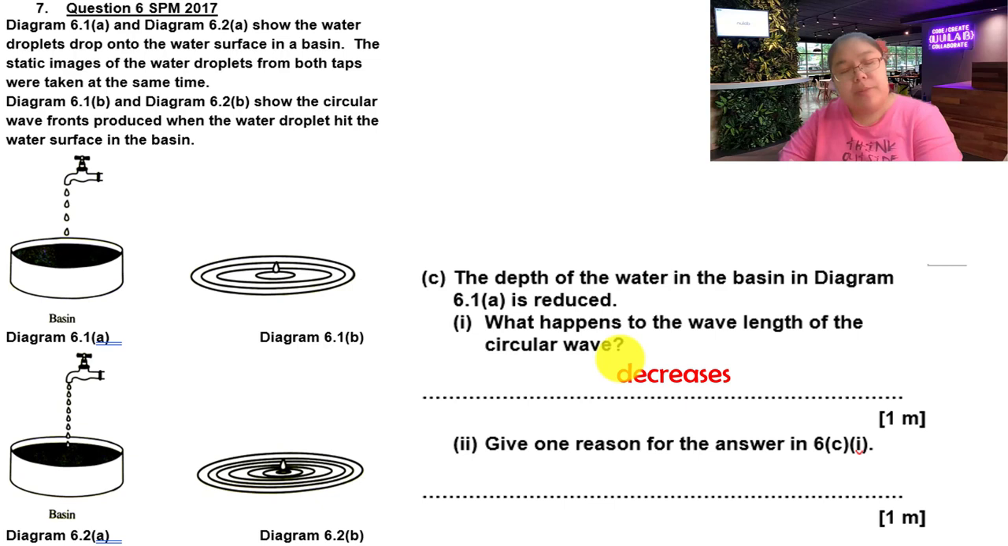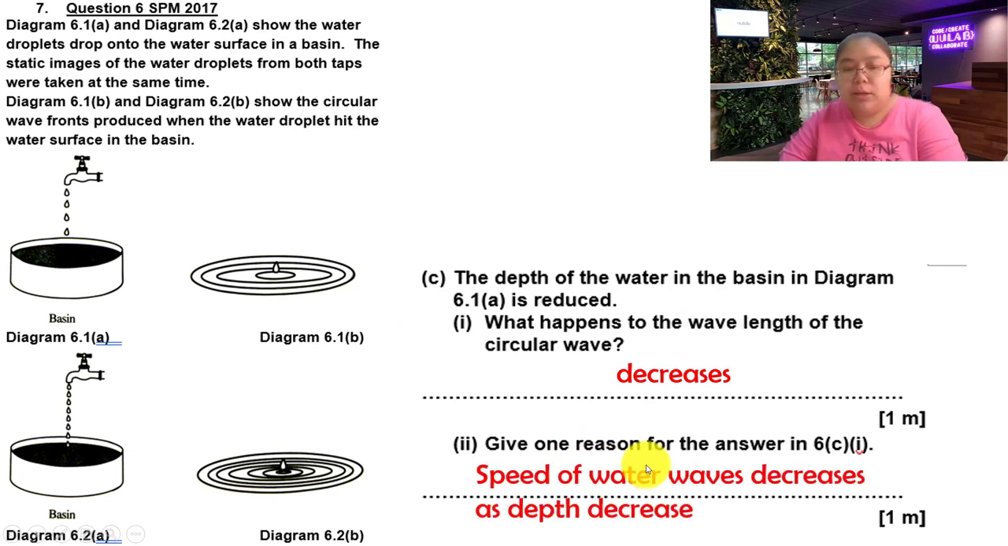Remember when you go to the sea, near the seashore, there is the situation where the speed of the wave in the center of the sea is uniform. When it is closer to the beach, you find the velocity drops, then the wavelength becomes closer. Give the reason: the speed of the water wave decreases as the depth decreases. You must talk about the speed, because the speed affects the wavelength.